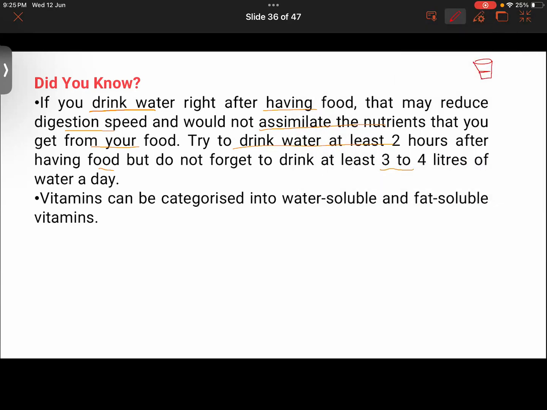Straight after having a meal, you should not drink water, because it will delay the process of digestion. Is that clear? So we see that drinking water too soon after a meal can basically delay the process of digestion.